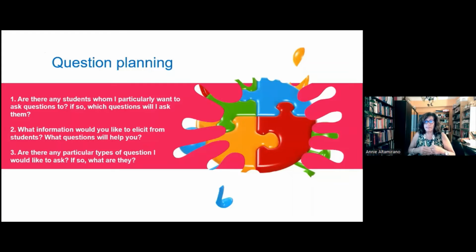Now, here are 3 ways in which you can plan your questions. Ask yourself these questions. Are there students I particularly want to ask questions to? If so, what questions? What information do I want to elicit from the students? What questions will help me do this? And thirdly, are there any particular types of questions that I would like to ask? What types? For planning the lesson, we can start planning our questions too.